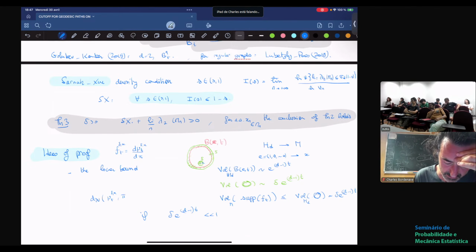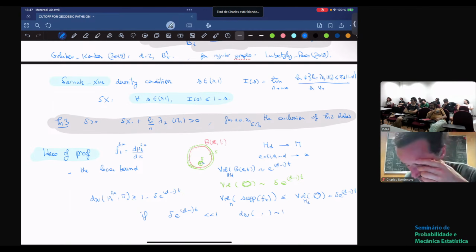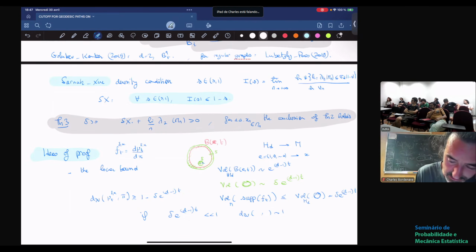So the total variation distance between mu_t^{delta,x} and pi (pi does not depend on delta) is at least 1 minus the volume of the support, which is delta times exponential (d minus 1)t. So if delta exponential (d minus 1)t is less than 1, then the distance in total variation is close to 1. This is essentially the idea of the lower bound.